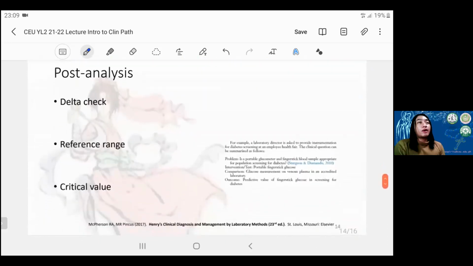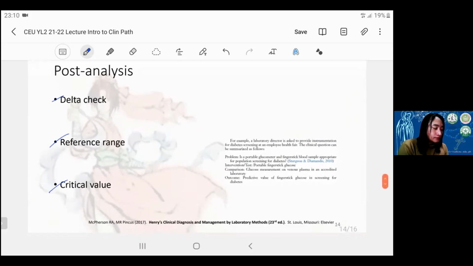And lastly, we now have post-analysis. So in post-analysis, you have delta check. Again, you review your reference range and then determine if the out-of-range value is critical or not. So delta check basically just means that you review or look back to the previous test done. You review the previous test. Are they out of values as well? So reviewing the previous values would give you the trend.